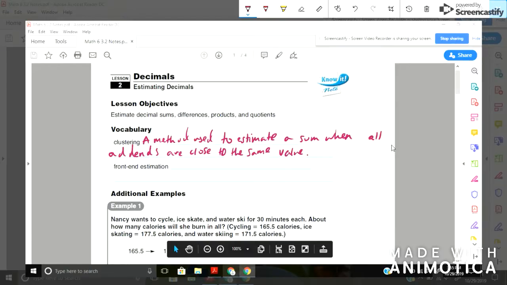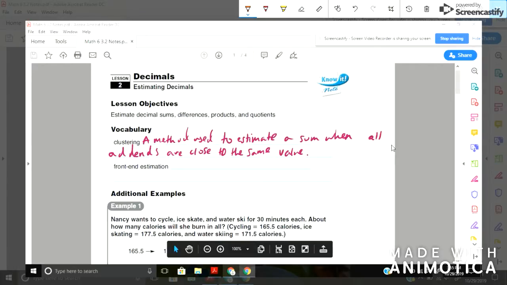Okay. So that would be like if you had three numbers that were all around 50. So you had like 48, 52, and 49.5 or whatever. You could cluster all those together to say, well, they're all about 50. So I could add them all together to get 150, right? Something along those lines.